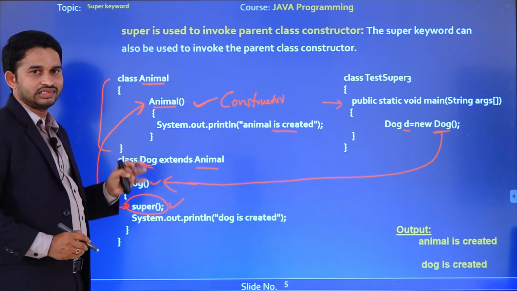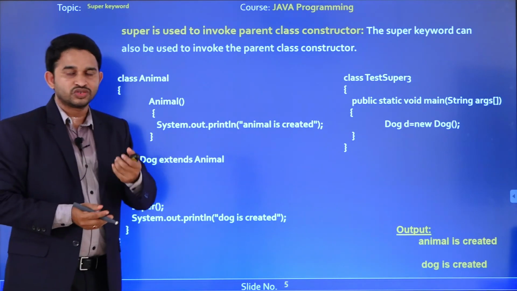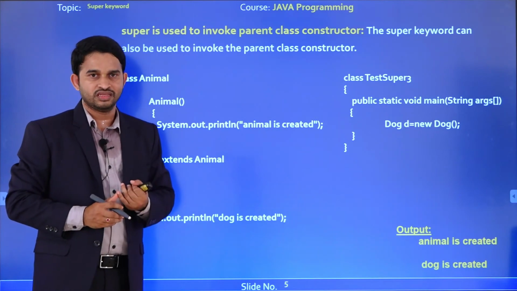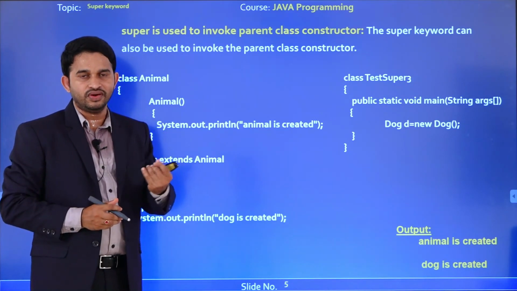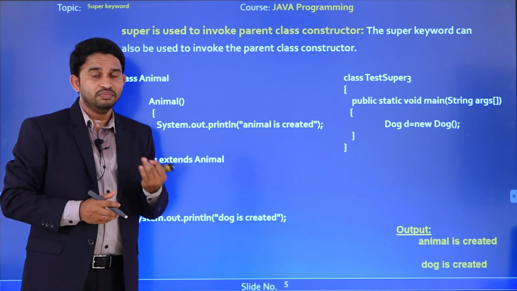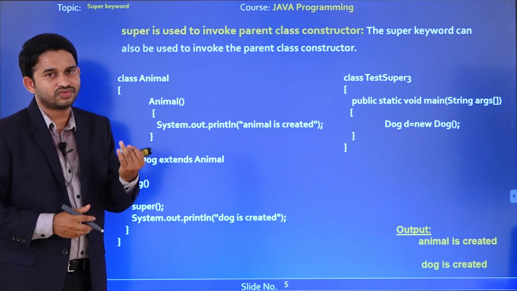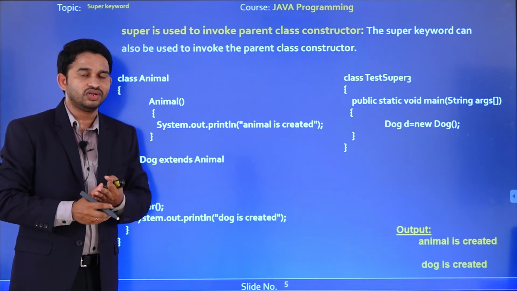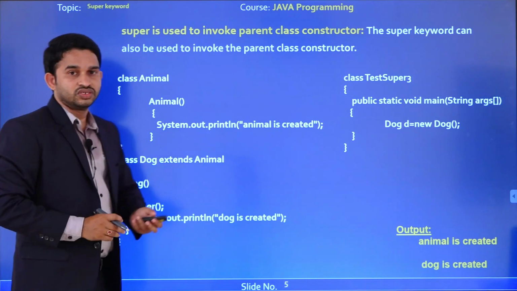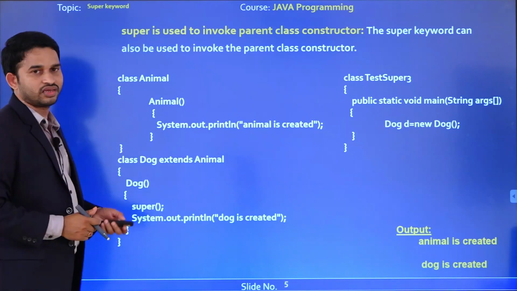So these are the three cases of the super keyword. What is the first use of the super keyword? The super keyword is used to refer to the immediate parent class variable. What is the second case? The super keyword is used to invoke the immediate parent class method. That is the second usage of the super keyword. What is the third use? The super keyword is used to invoke the immediate parent class constructor. So these are the uses of the super keyword. Thank you.